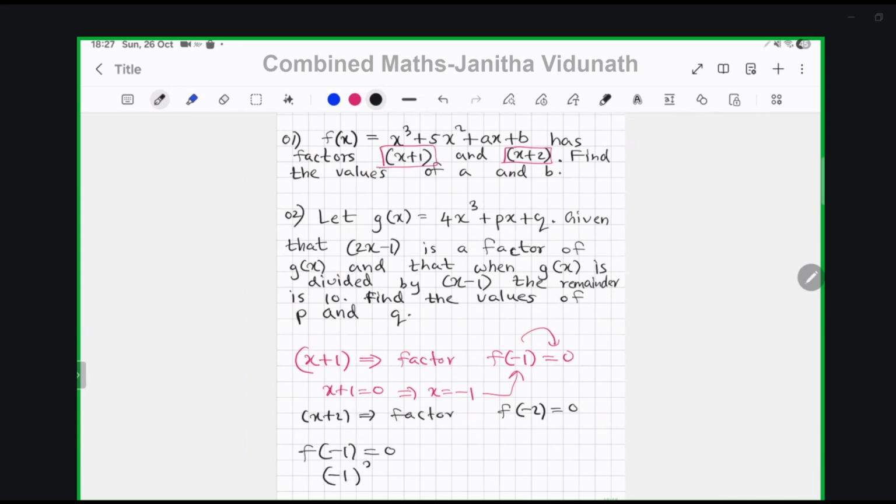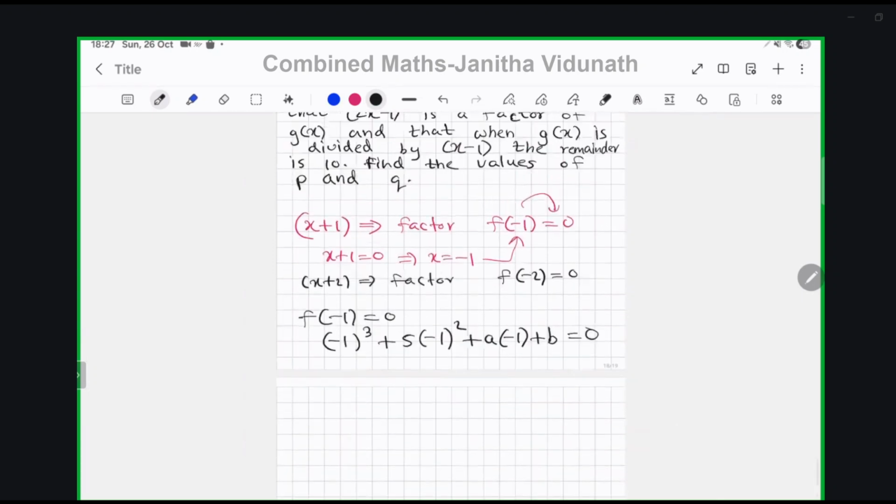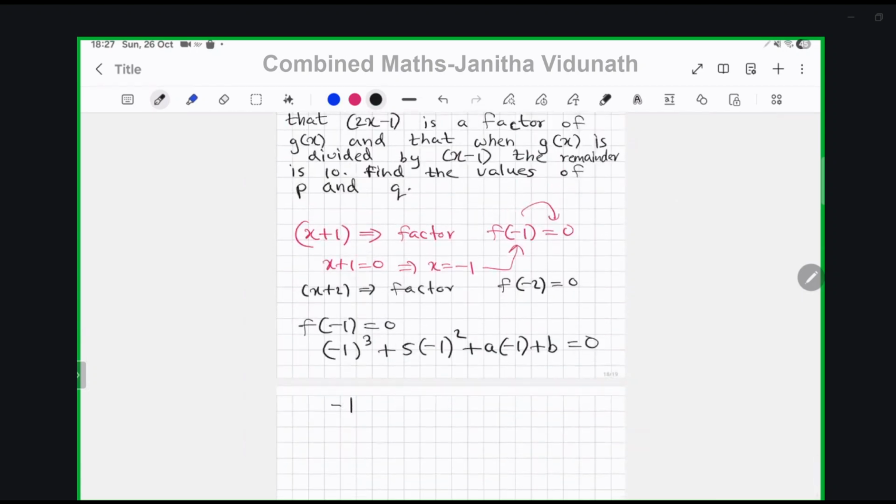That means (-1) cubed plus 5 times (-1) squared plus a times (-1) plus b equals 0. From that we can obtain minus 1 plus 5 minus a plus b equals 0. Here minus 1 plus 5 means 4, so 4 minus a plus b equals 0. That means we keep 4 on the left hand side and move these two variables onto the right hand side. That means 4 is equal to a minus b. This is our first equation.